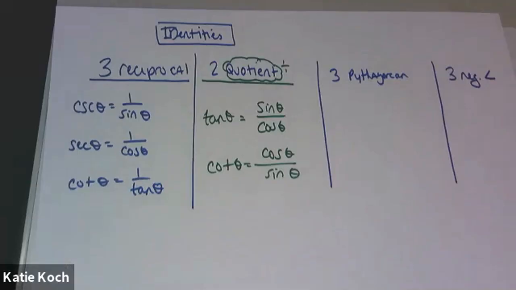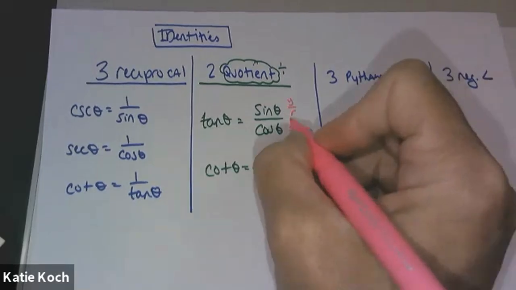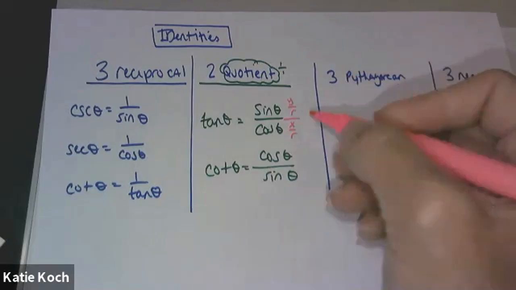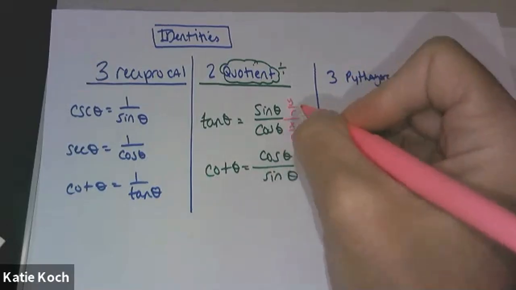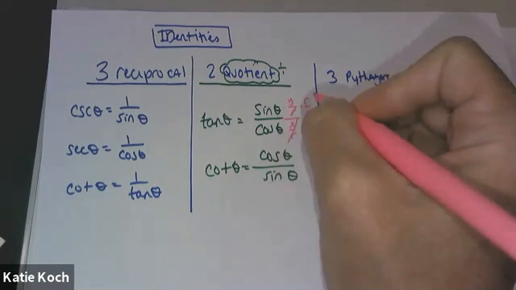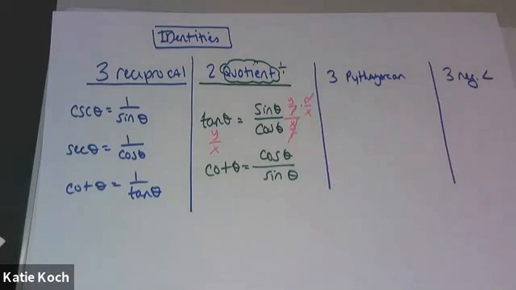And if you wanted to know why these quotient identities are so, well, if you think about the definition, sine is always y over r, and cosine is always x over r. So if you divide y over r by x over r, you're really multiplying by the reciprocal. So don't divide by x over r, multiply by r over x, and look what you end up getting. You end up getting y over x, which is tangent. So it just is the relationship algebraically between sine and cosine. When you divide them, you get tangent.